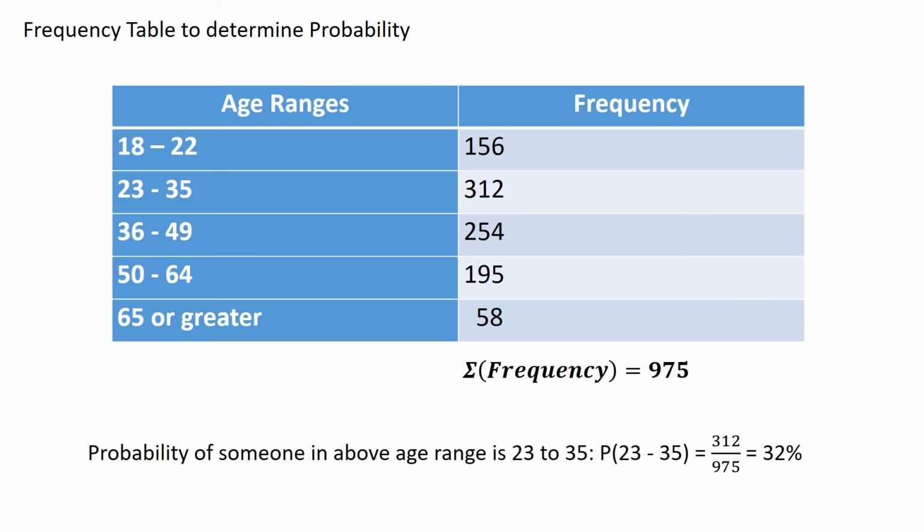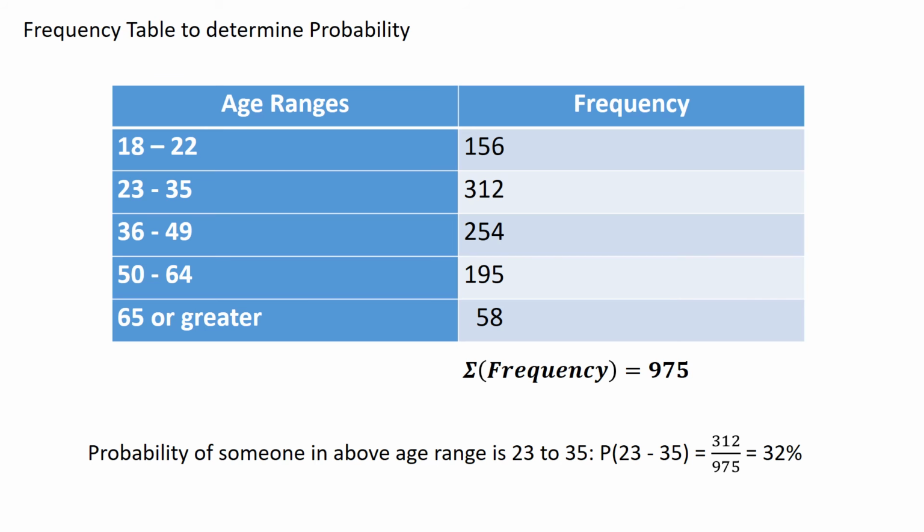We could look at a frequency table. I look at different age ranges here of just how many people are within these different age ranges. From age ranges 18 to 22, 156, 23 to 35, 312, 36 to 49, 254. From 50 to 64 is 195, and people who are 65 or greater, 58. When I add all these numbers up, each individual frequency, I get a total frequency of 975.